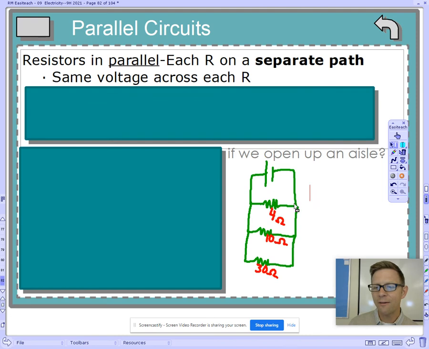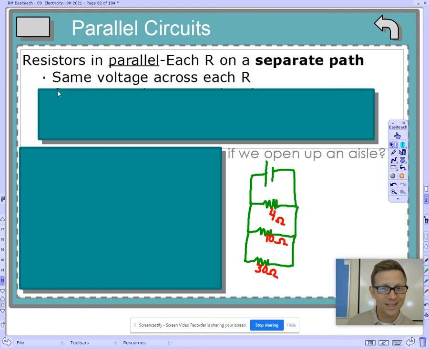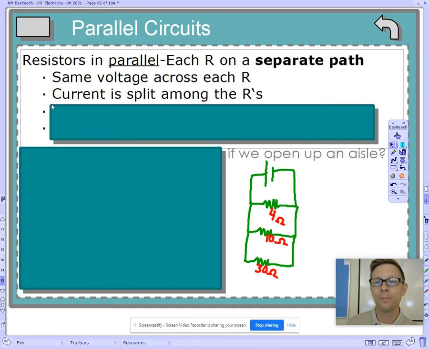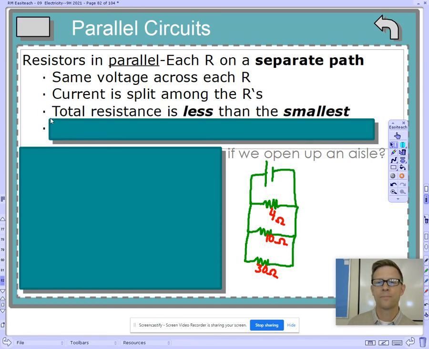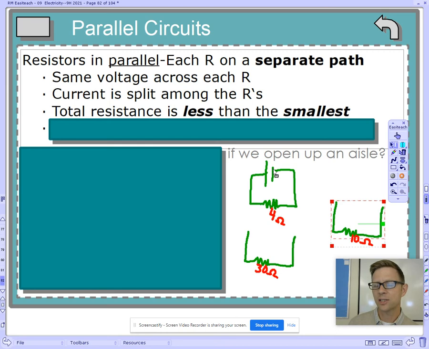Every resistor has the same voltage because they are directly connected to the voltage source. The current is not the same. It gets split up among the resistors. The total resistance is less than the smallest. Wait, how's that possible? What ends up happening is, if I have this connected, and let's say this is 12 volts, 12 volts divided by 4, that's 3 amperes.